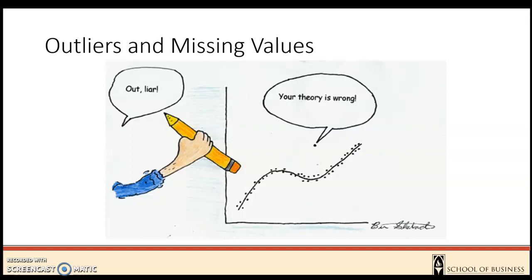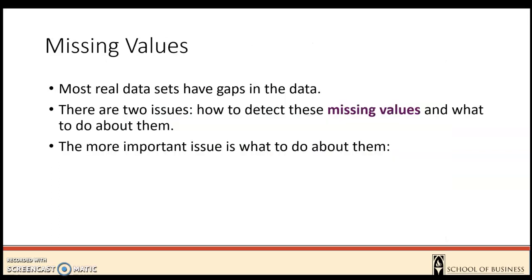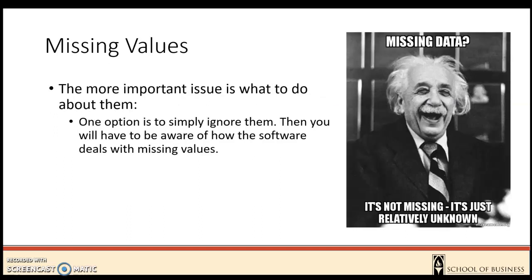And so the other thing that we'll end up seeing a lot, especially in this class, is we'll deal with missing values. And so most real data sets are going to have gaps in the data. And so what happens is how to detect missing values and what to do about them. And actually in chapter 4, when we're doing cleanup of data, we're going to spend a lot of time dealing with detecting and finding missing values. So the most important issue is what to do about them. And so there are a couple different ways to do it.